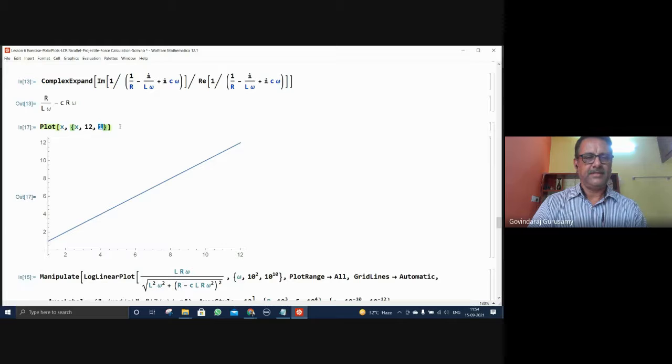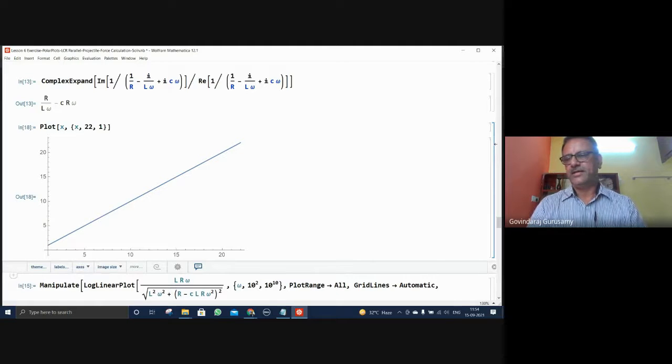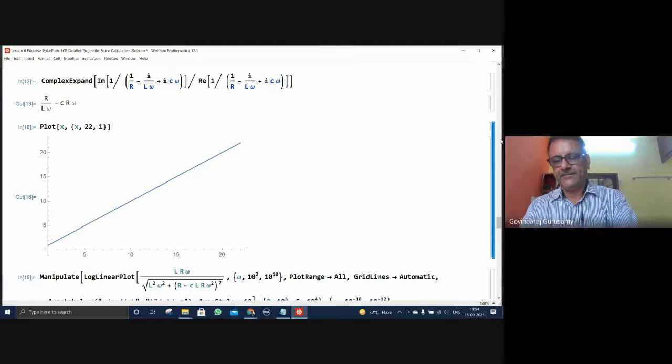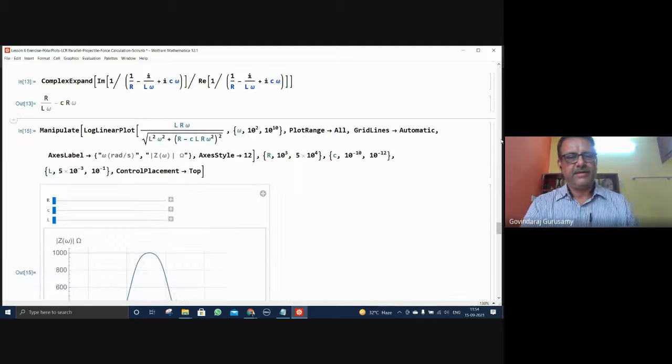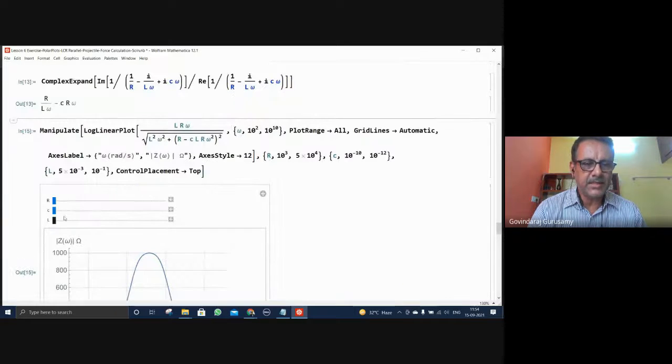That issue is not there, so you don't have to worry about it. That's been eliminated. In the earlier version the range should be given properly, otherwise it could not produce the plot. Now it's 10 power 2 to 10 power 10 which is plotted, and other things have also been given. We are using the control placement at the top so that we can see the variation here.